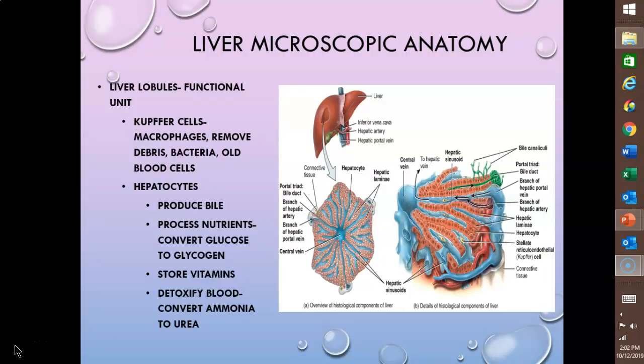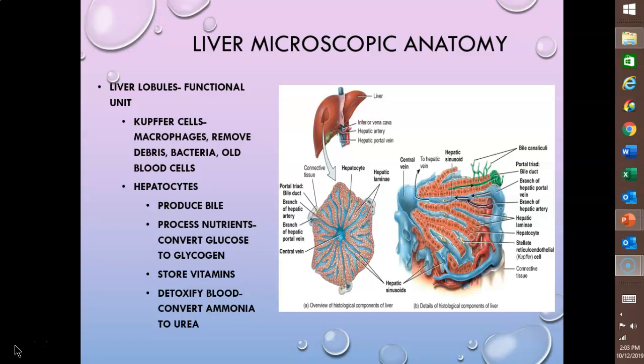Histologically, the liver is made up of liver lobules, which are considered the functional unit. If you look deeper into those, you're going to see that there are hepatocytes, which have a number of functions, and the Kupffer cells, which work as macrophages to clean up debris, old blood cells, and bacteria. But also as a part of those lobules, you have the bile canaliculi, which are small ducts between the hepatocytes that collect bile that the hepatocytes are producing.